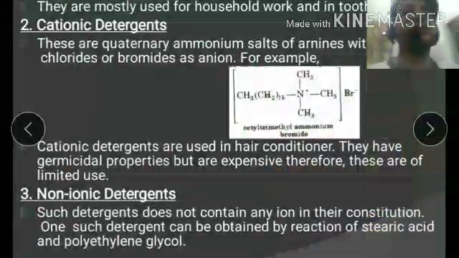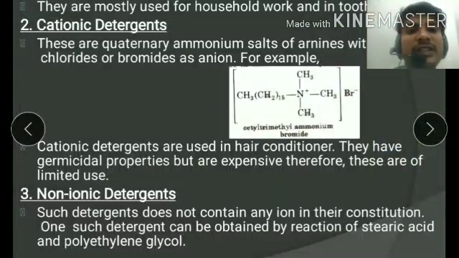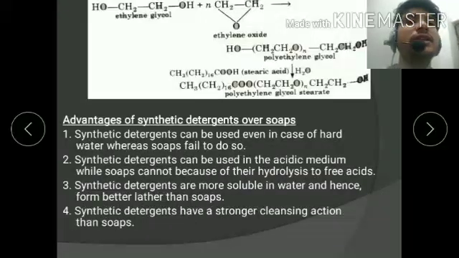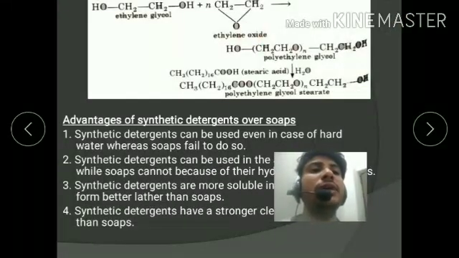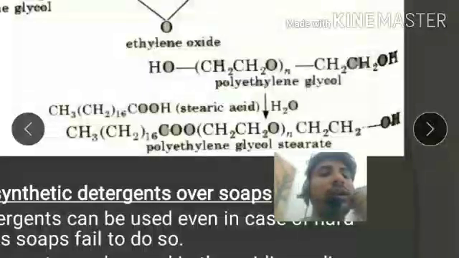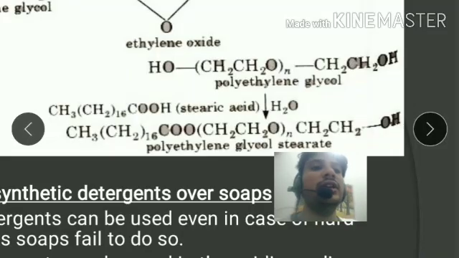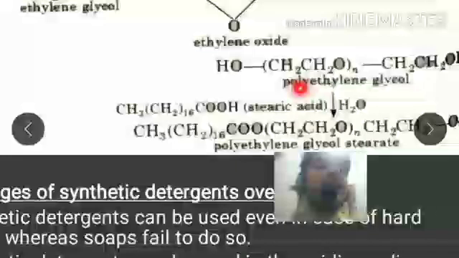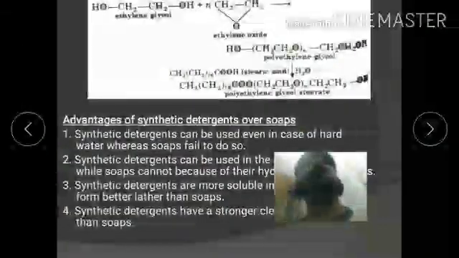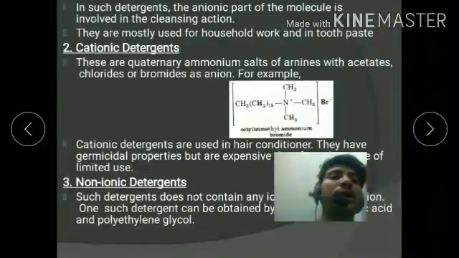The last one is the non-ionic detergent. Such detergent does not contain any ions in its constitution. One such detergent can be obtained by the reaction of stearic acid and polyethylene glycol. This is the chemical reaction. You can see stearic acid and polyethylene glycol. That is the non-ionic detergent, the neutral detergent. This is the formula of the non-ionic or neutral detergent.